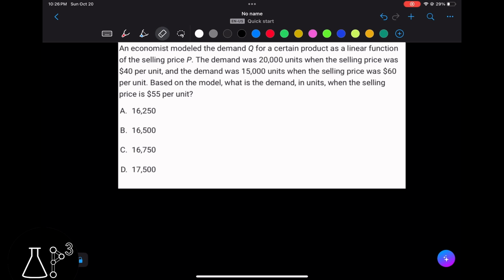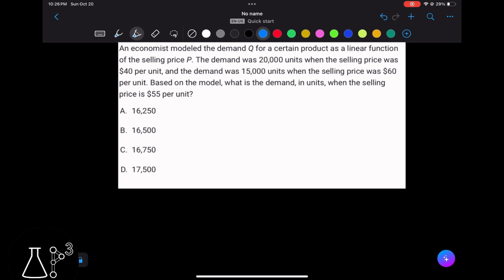Okay, let's do hard problems now. An economist modeled the demand Q for a certain product as a linear function of the selling price P. The demand was 20,000 units when the selling price was $40 per unit, and the demand was 15,000 units when the selling price was $60 per unit. Based on the model, what is the demand in units when the selling price is $55 per unit?